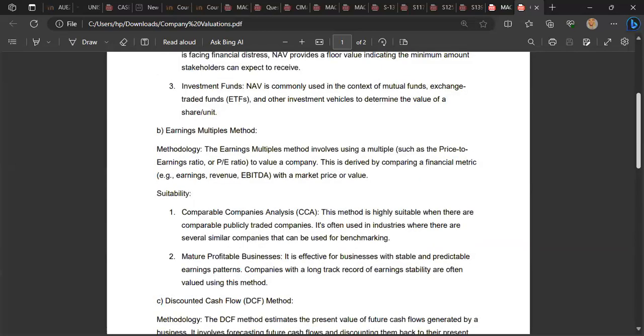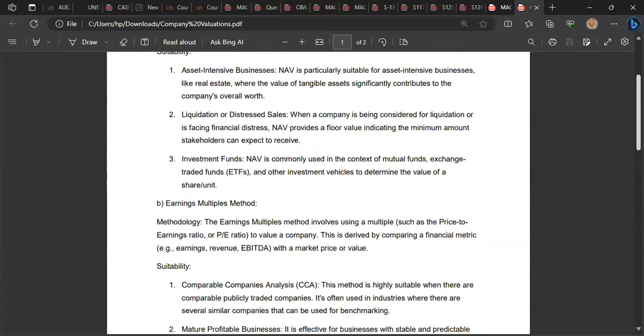Then, in discussing the disadvantages of these methods, right?